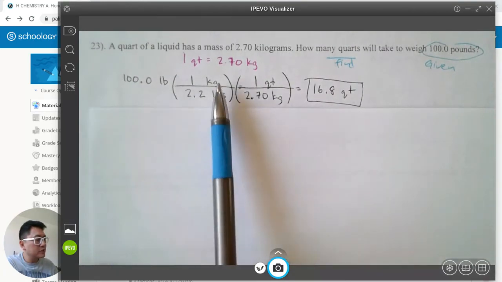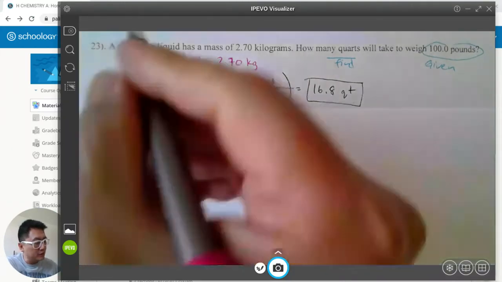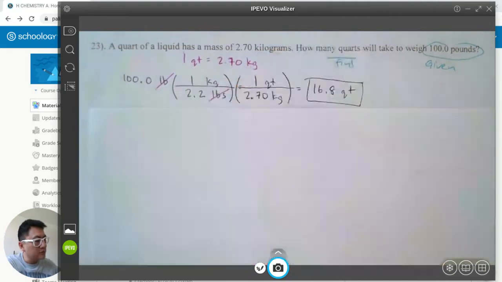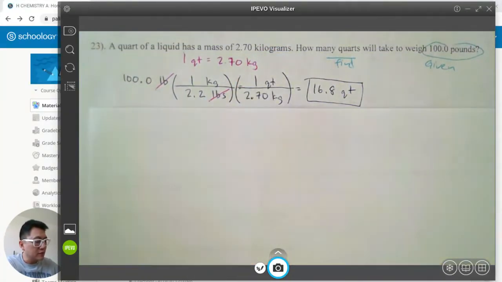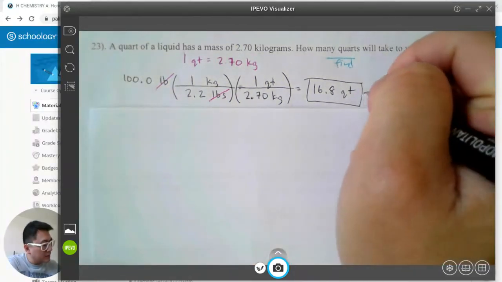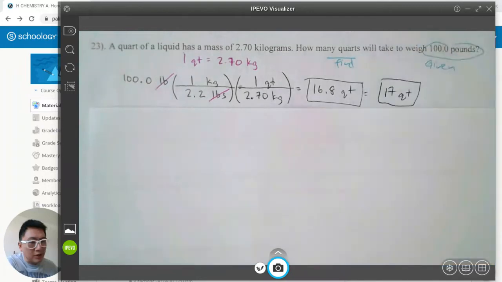So I changed pounds to kilograms. There's 2.2 pounds in a kilogram. That's on the first page of the conversion factors. So pounds and pounds cancel. I just technically noticed this probably should be 2 sig figs. So if you put 17 quarts at the end, that might be better. But that's okay. Don't worry about sig figs for this right now.